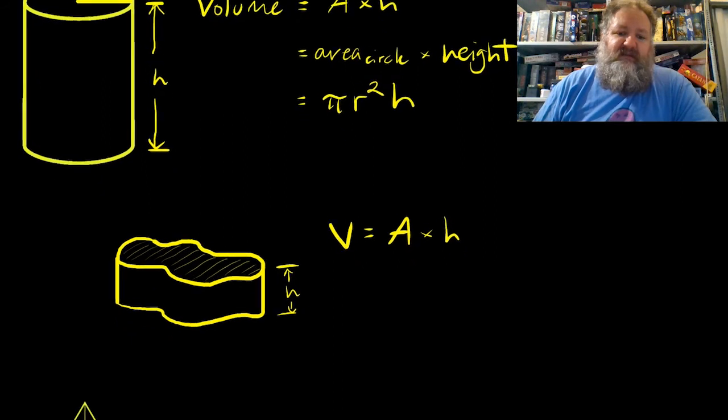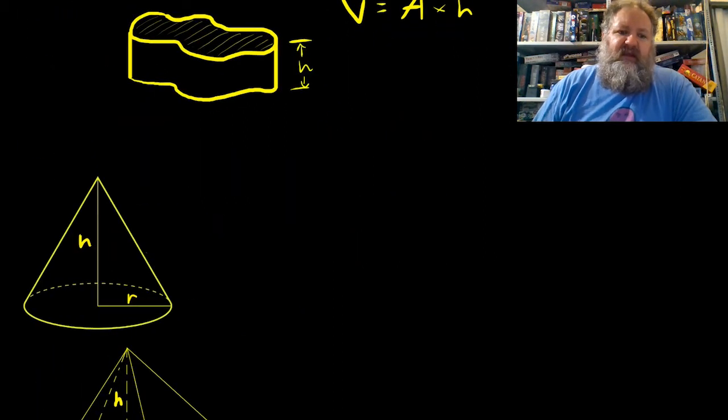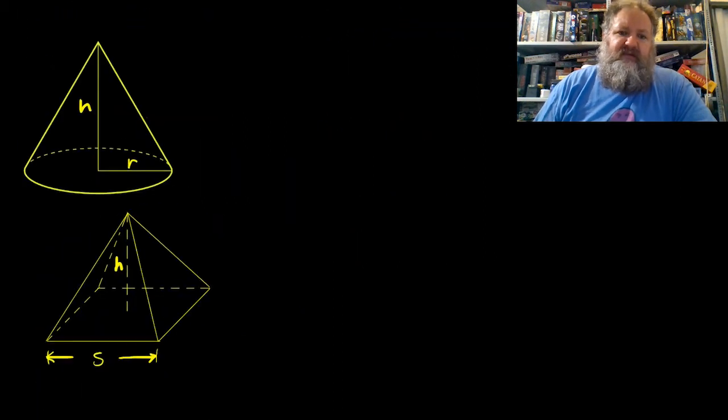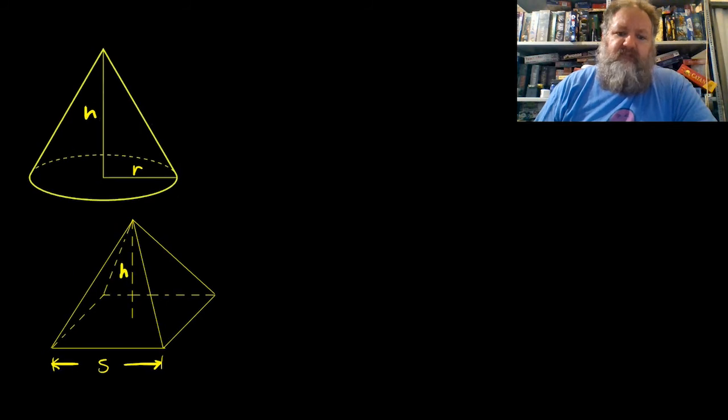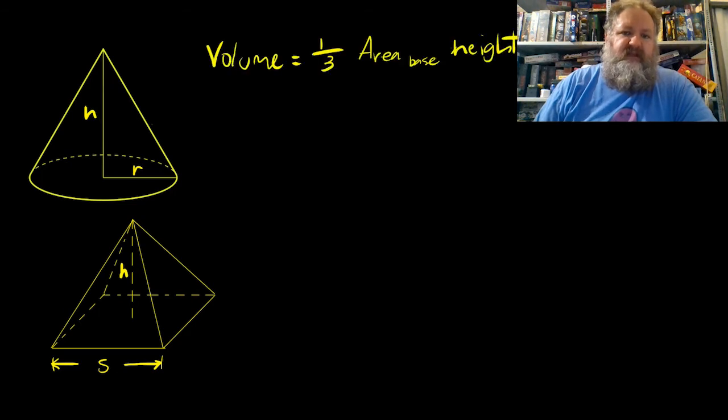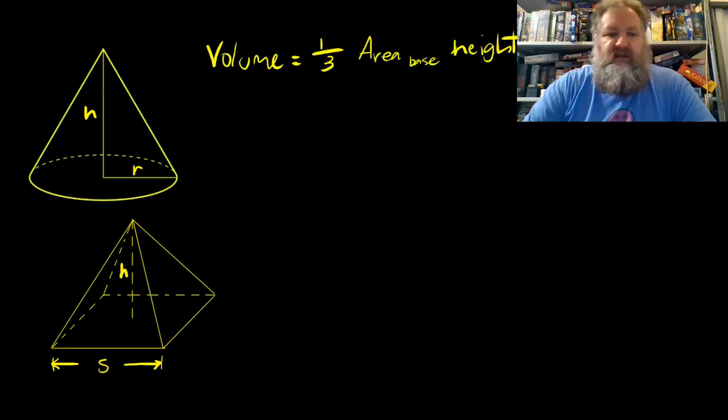Let's talk about some of the ones that are a little more difficult. These ones are very similar to each other. When I talk about this first one, it'll give away how you do the next one. The volume of a cone is 1/3 multiplied by the area of the base times the height.